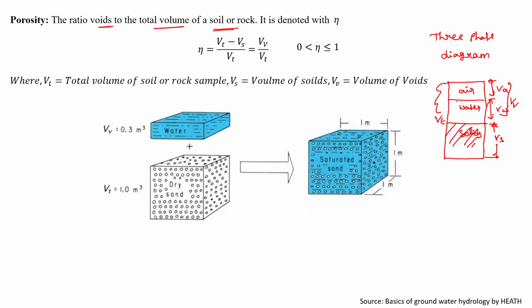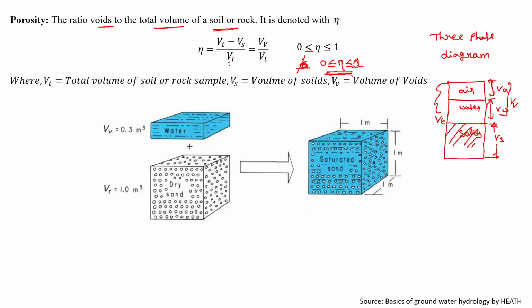If we divide the volume of voids by the total volume, that particular ratio is nothing but porosity. And what is the range of porosity? It is greater than or equal to 0 and less than or equal to 1. Sorry, it can be equal also: 0 less than or equal to porosity less than or equal to 1. This is the range of porosity. Remember this. Maximum can be 1 and minimum can be 0.